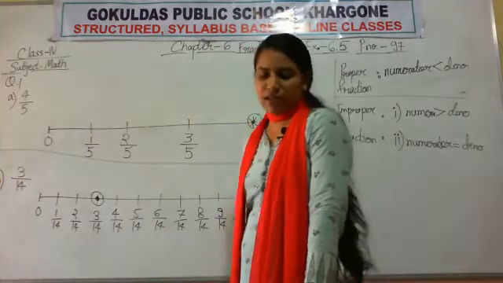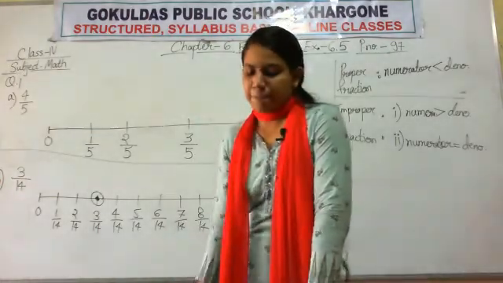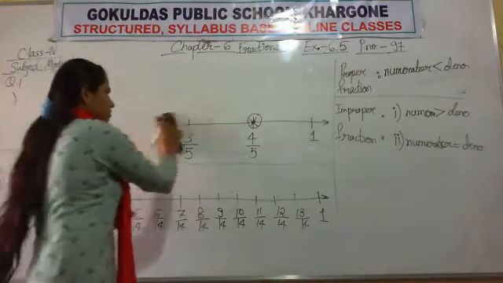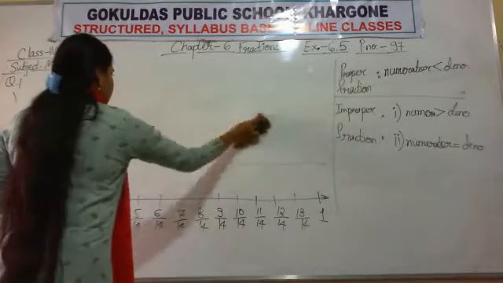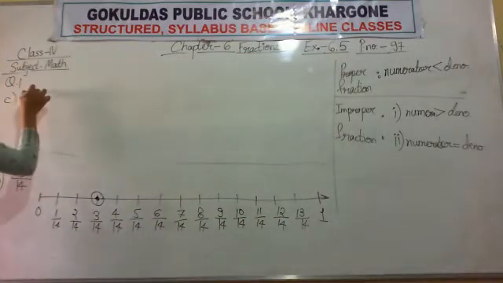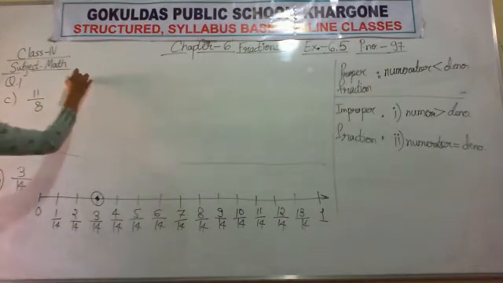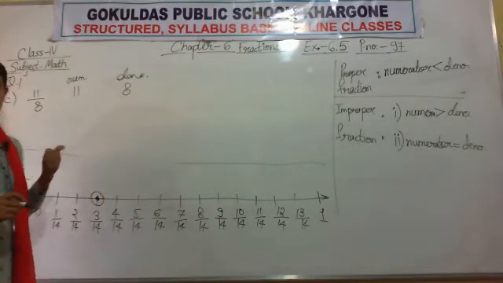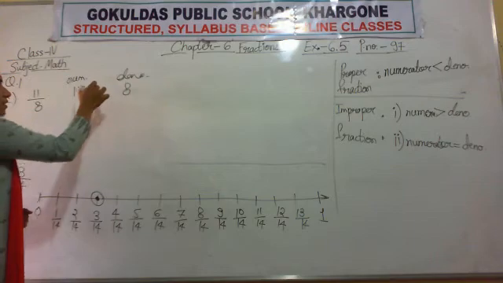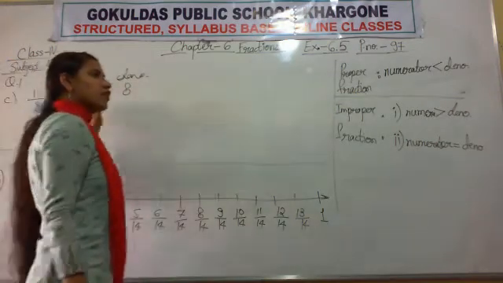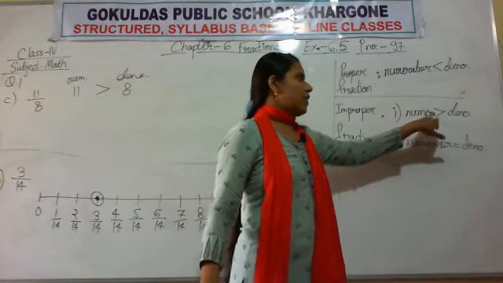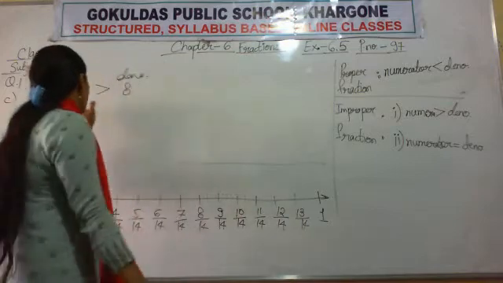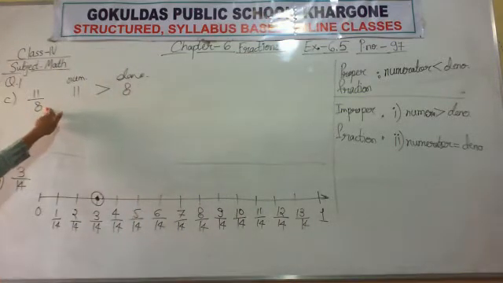Now in question number C, your given fraction is 11 upon 8. The numerator is 11, the denominator is 8. Here the numerator is greater, and when the numerator is greater than the denominator, which condition is it? It represents an improper fraction. So this 11 upon 8 represents an improper fraction.